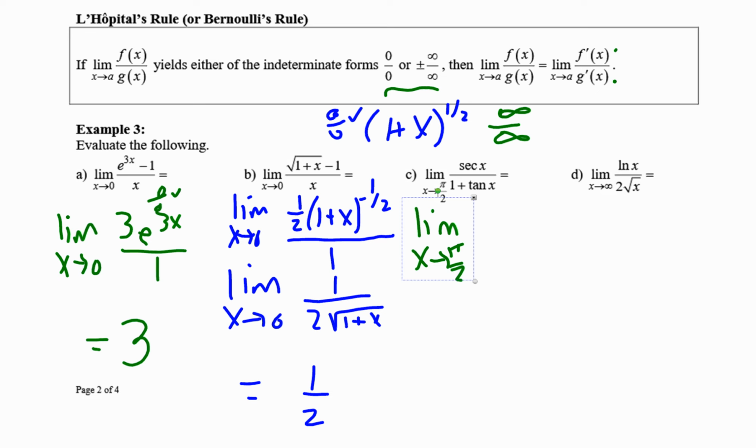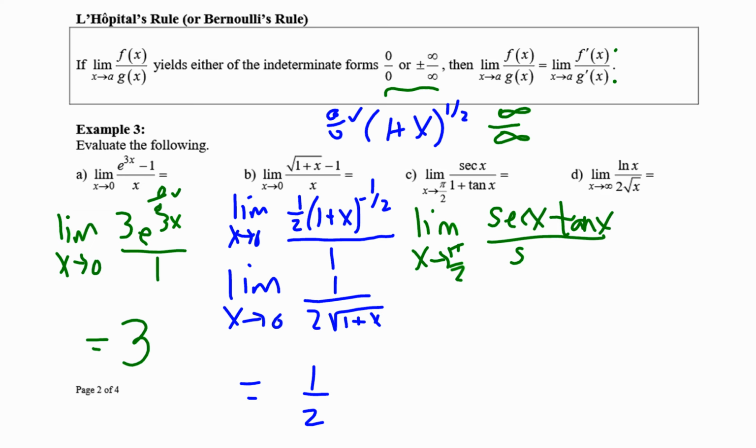So going back, oh, I should have kept that. That's okay. All right, so we'll do it one time. Secant x tangent x. We could do it from here, but I'll go back to this.